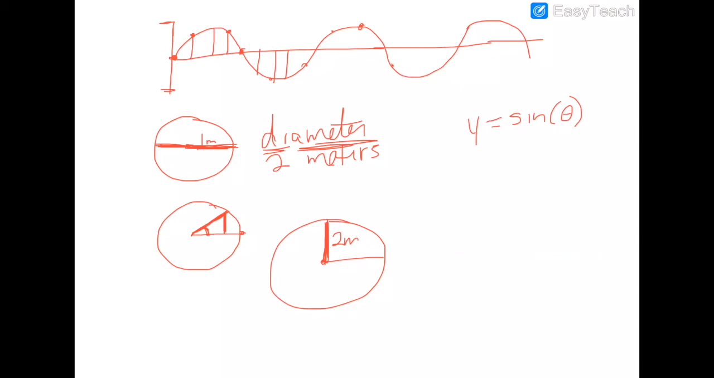Well, if I had a radius of 2 on this circle, then my y is going to be 2 times greater. So I have y equals, what I want to do is put a coefficient out here of amplitude times the sine of the angle. Okay? All right, so we've started.